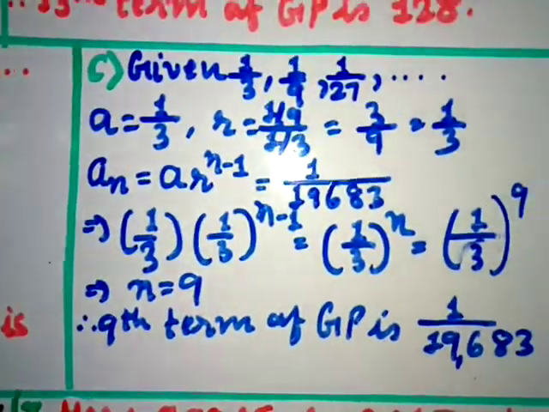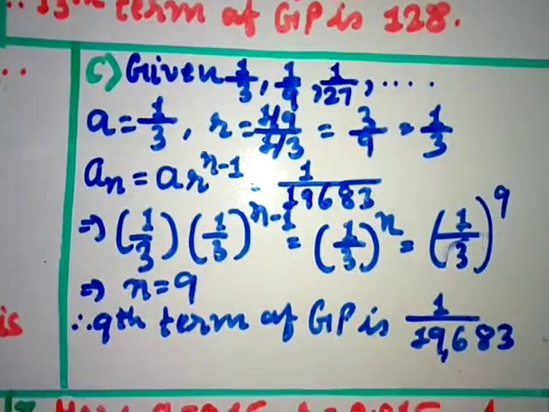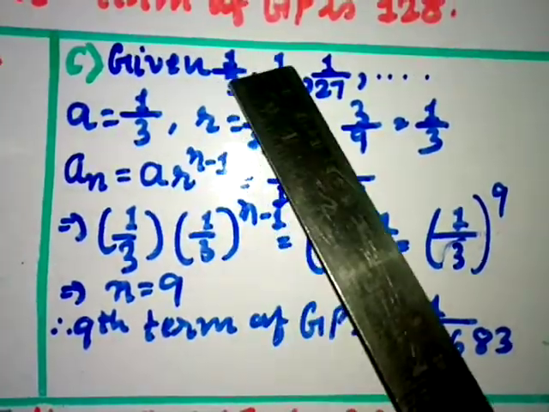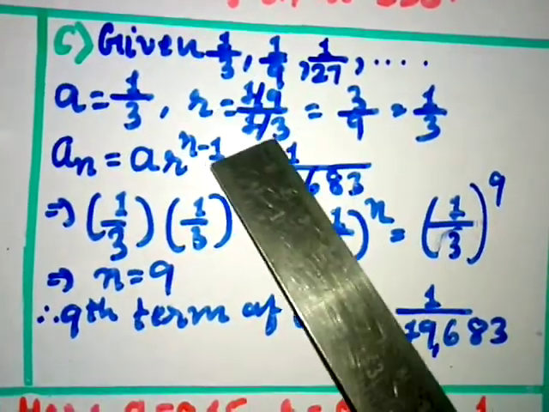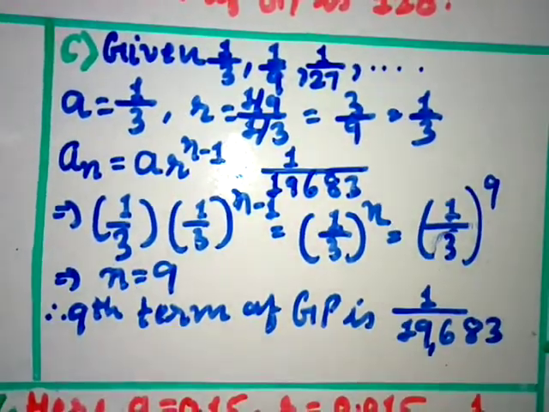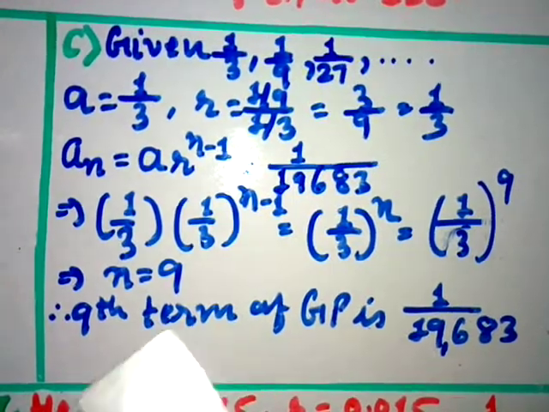In part C, we are given the series GP 1 by 3, 1 by 9, 1 by 27 and so on. The first term A equal to 1 by 3, the ratio R equal to 1 by 9 divided by 1 by 3. So this 3 will go in the numerator and this 9 will come in the denominator. So you can cut by 3, so you get here 1 by 3. So ratio is 1 by 3 and the first term is 1 by 3. Both are 1 by 3.